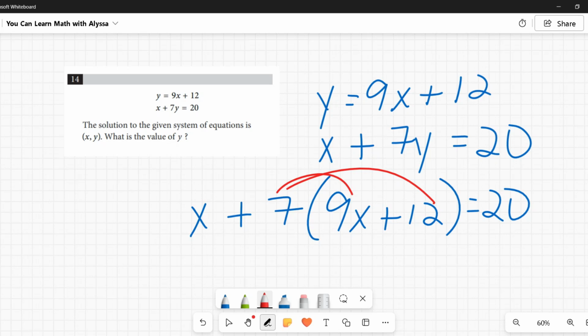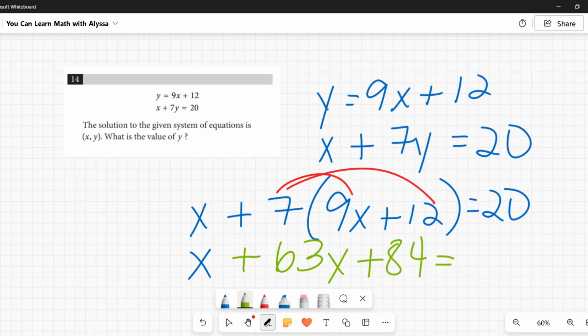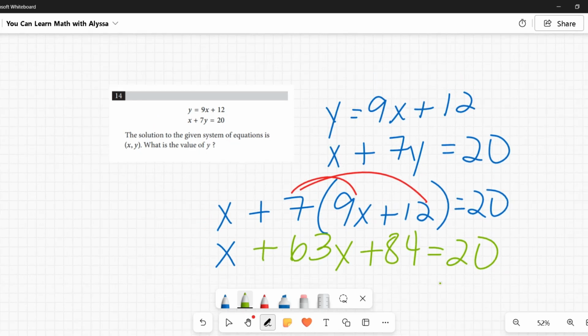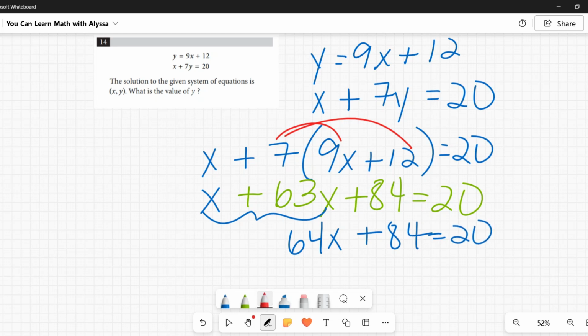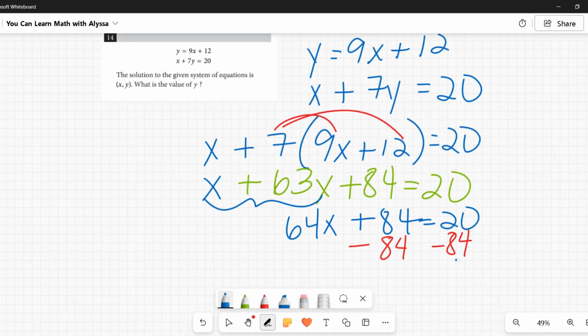We distribute this. We have that, bring down that x. And then 7 times 9 is 63x, and 7 times 12 is 84. And that equals 20. So x plus 63x is 64x plus 84 equals 20. Then we subtract 84. Whoa, put a 2 there. I'm getting ahead of myself. Subtract 84 from both sides, because we're undoing that adding 84. We do the opposite. We subtract 84.